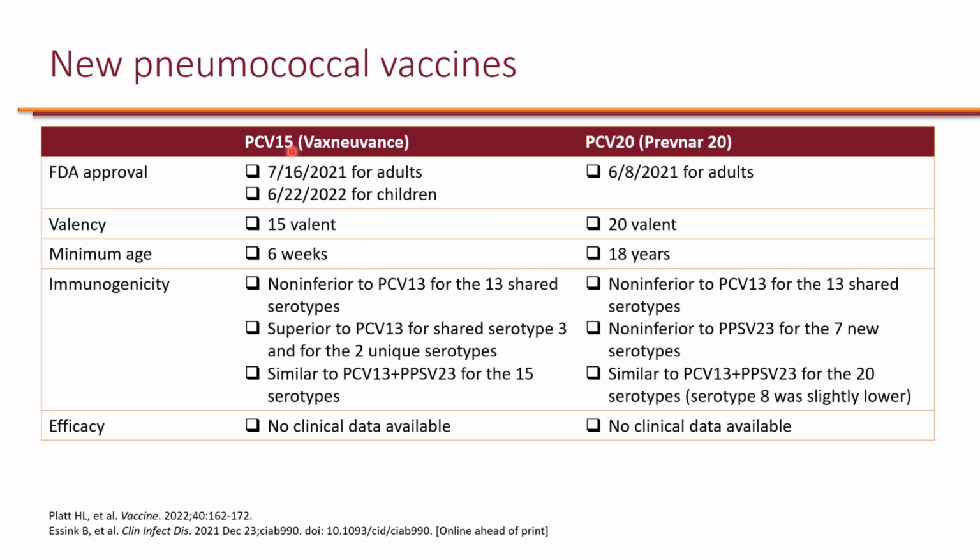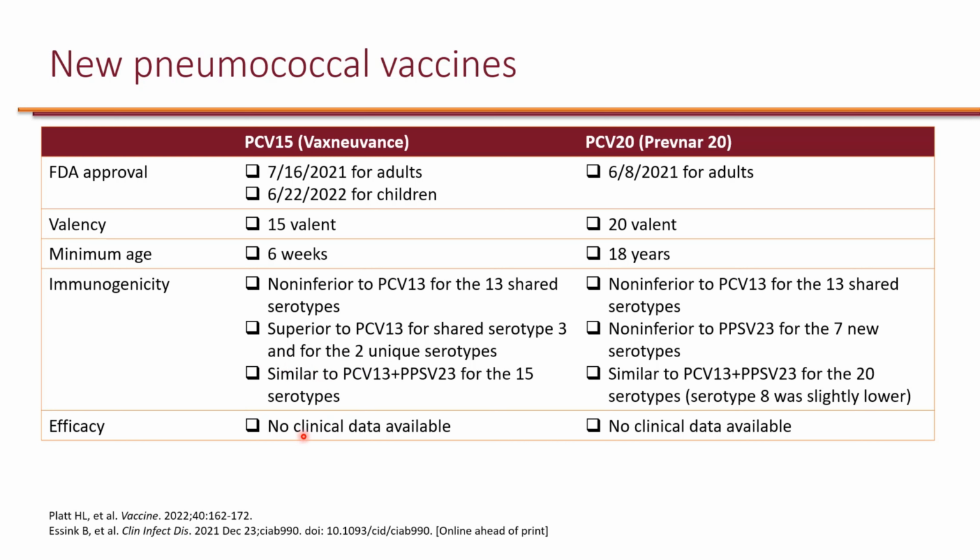So with the PCV15, which came to the market in, actually both of them came to the market in 2021, we have been able to include more serotypes in the PCV vaccines. PCV15 has 15 serotypes, and they have shown non-inferiority when it comes to immunogenicity to PCV13. All of these 13 serotypes in PCV13 are included in PCV15, and it has 2 additional serotypes. Of course it has been shown to be superior to PCV13 for those 2 unique serotypes, but also it interestingly had better response for serotype 3, which is also included in PCV13. So PCV15 is an immunogenically pretty good vaccine.